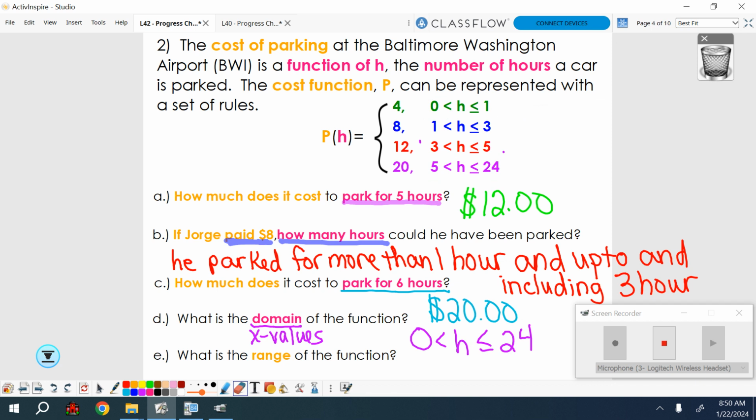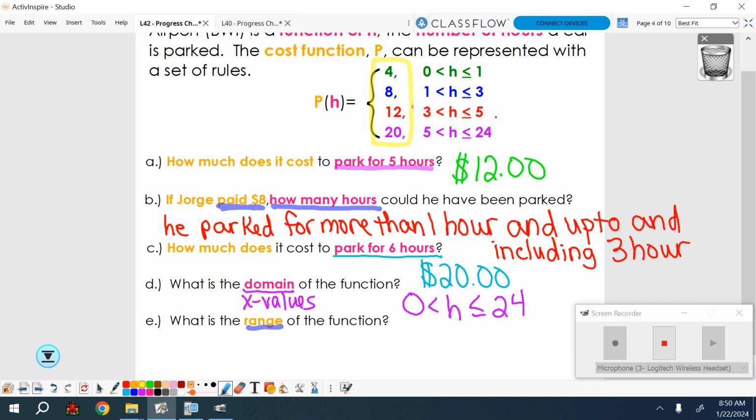Now your range, which is what's listed here, is going to be your amounts of money that you're going to pay. Now this is a little bit tricky because the amount of money we pay is going to be just 4 different options. Okay, so it's not all the values that are in between here. Our range is only the values of $4, $8, $12, or $20. Those are the only options we have, and we put those inside these brackets because that shows us we're talking about a set of numbers, but only these numbers.